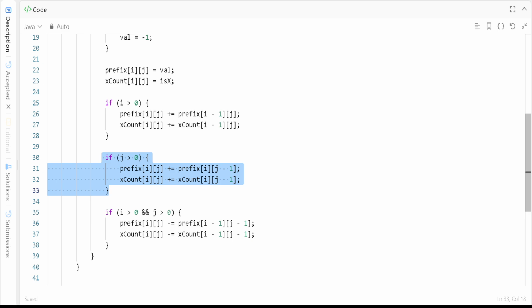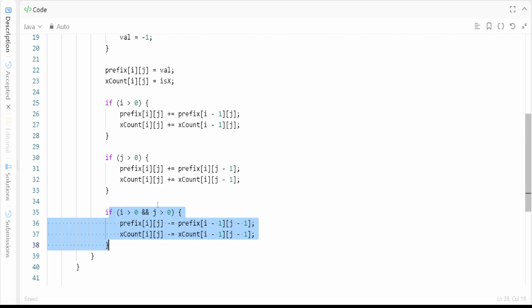Okay, in that case we have to subtract. When we added the top and left one, we counted the region twice, right? Let's suppose we are going from (0, 0) to (i minus 1, j minus 1). Let's suppose this is your (0, 0), and this is (i minus 1, j minus 1), like that. If we go from (0, 0) to (i minus 1, j minus 1), we counted the region twice, so we have to subtract it.